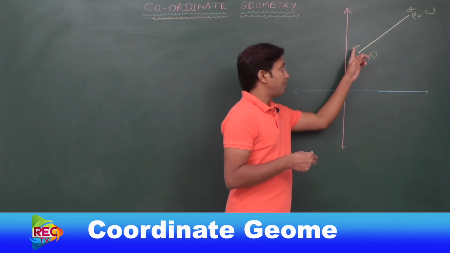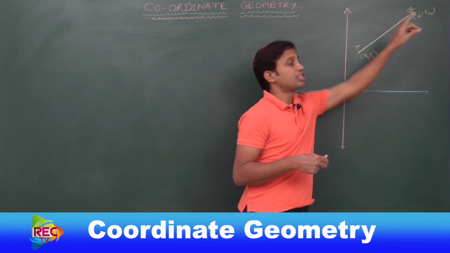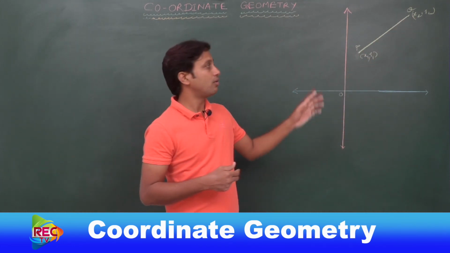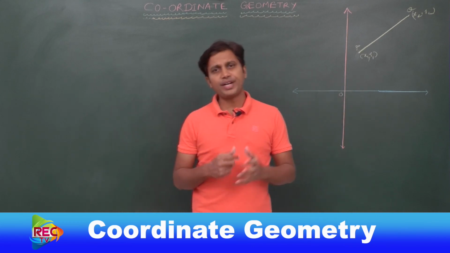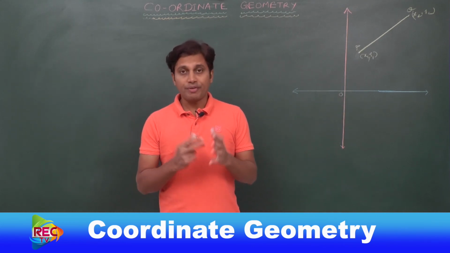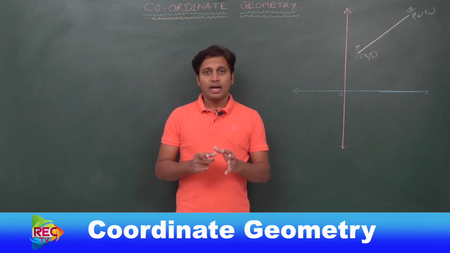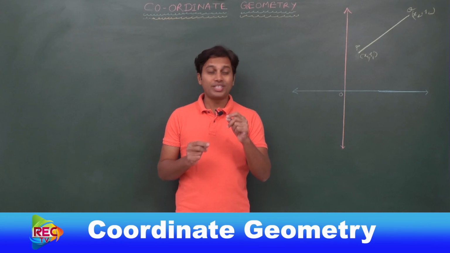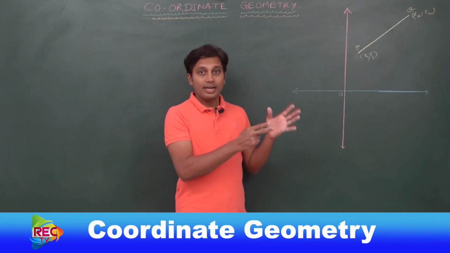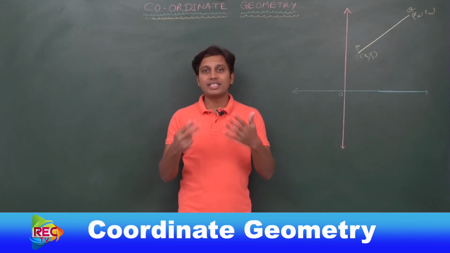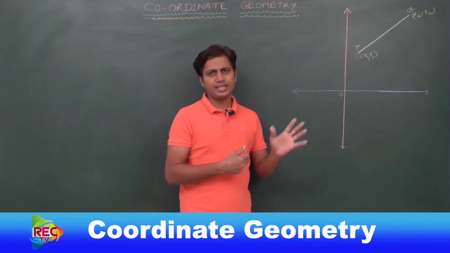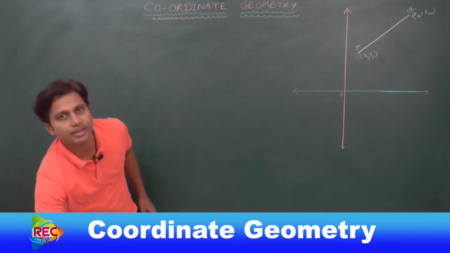Say for example, here P x1 y1 and Q x2 y2 are two different points on the coordinate plane, and we need to find out the distance between them. So we need to obtain a formula, and don't memorize that. Without memorizing, I just want to give you the derivation of the formula, so that you can understand it at a better level. Let us do the derivation part of that.